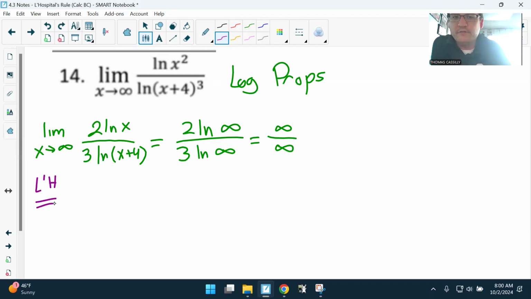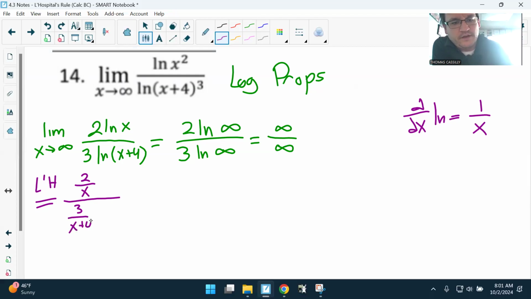So the derivative of the top. Remember, the derivative of the natural log is equal to 1 over x. So the top on this one turns into 2 over x. And then the derivative on the bottom here is going to be 3 over x plus 4 times the derivative of x plus 4. Well, that's just 1. So let's take a look at this guy. I forgot to write my limit. So this is the limit as x approaches infinity still.